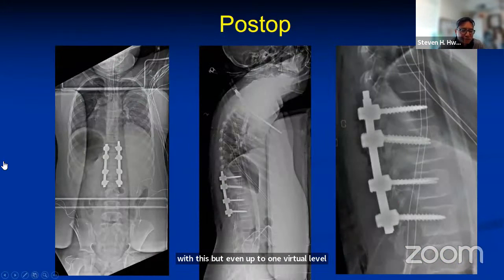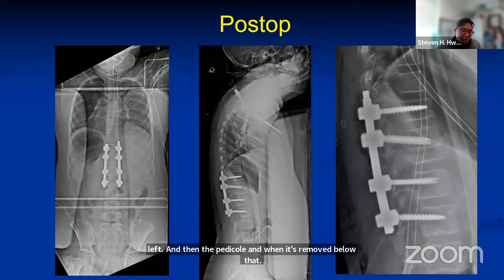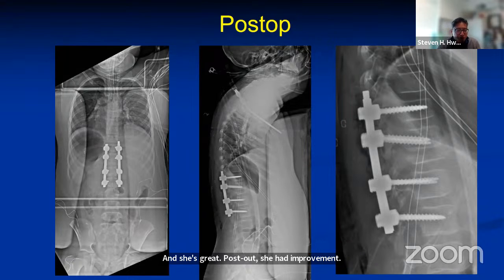And this is our post-op. You can see the AP and lateral, the wedge of bone that's left, and then the pedicle and the one that's removed below that. And she did great. Post-op, she had improvement. Her strength came back a little bit, sensory improved, and overall she has been doing well about a year and a half out so far, maybe 2 years from her surgery.